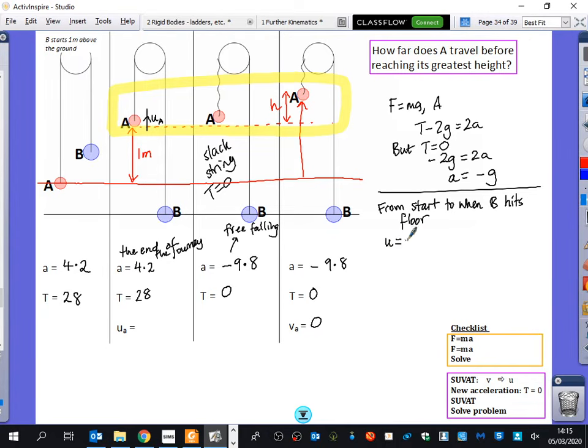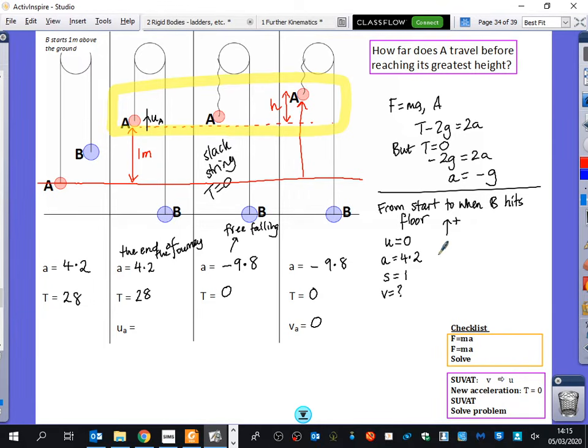We know that the initial speed is 0, and we're doing upwards as our positive direction. We know that the acceleration is 4.2. We know the distance that A and B are travelling in that time is 1 metre. And I want to find out how fast are they travelling at this stage that we've got here.